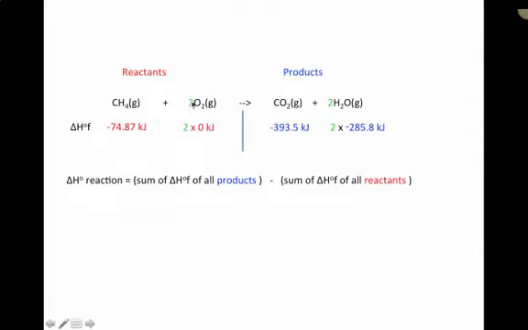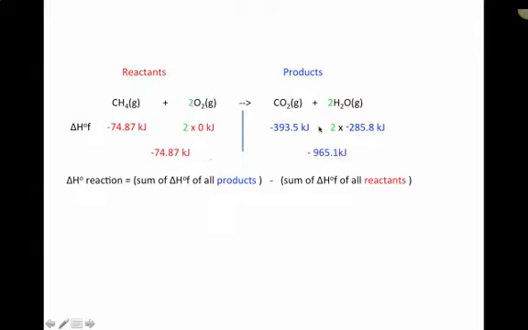Now this is where the coefficients are important. We multiply the heat of formation by the coefficients from the balanced equation. And just as an aside, remember that the heat of formation of any element is 0 kilojoules. So we need the sum of the products and the sum of the reactants. So the reactants is just the heat of formation of the methane, which is negative 74.87.